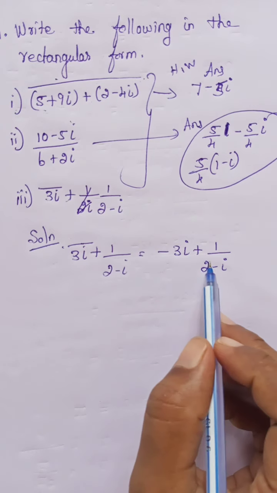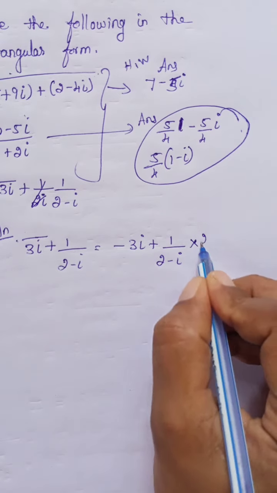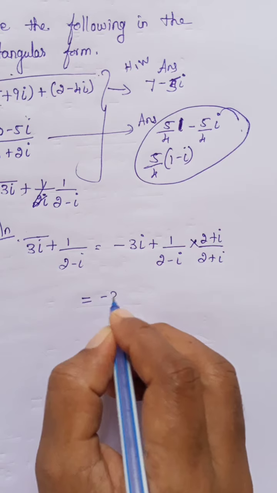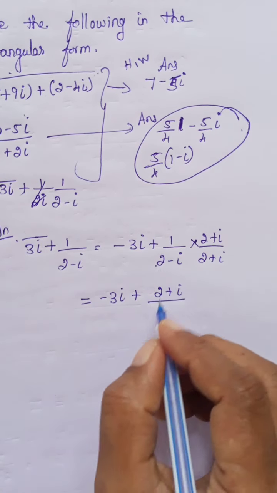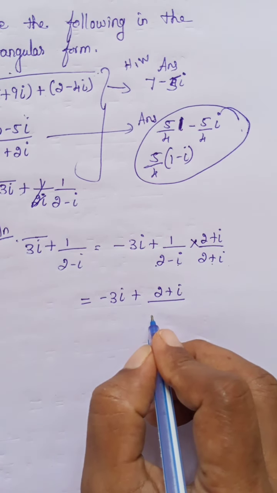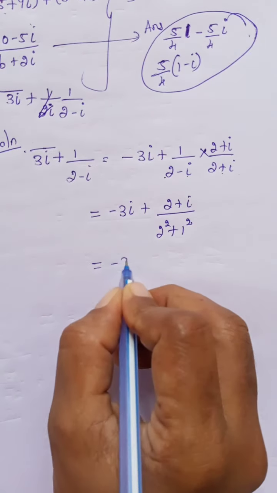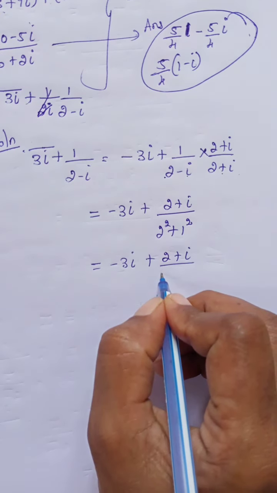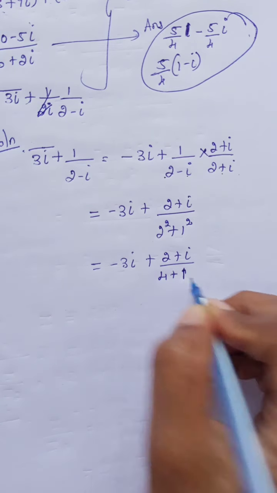What we should do? In the denominator we have a conjugate number. So take the conjugate and multiply both numerator and denominator. So this is minus 3i plus, this is (2 + i) by denominator, (x + iy) into (x - iy). So x square plus y square, 2 square plus 1 square. So this is minus 3i plus (2 + i) by 2 square, 4, plus 1 square is 1.